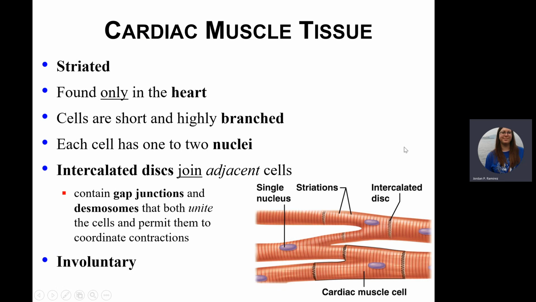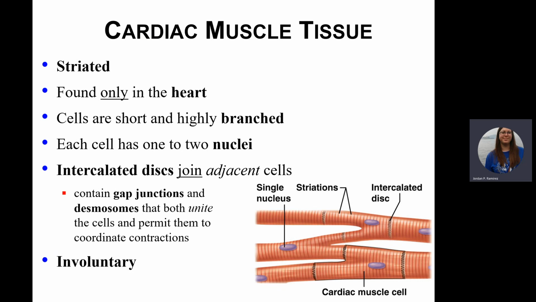They're highly branched. And compared to skeletal muscle, which is multinucleated, having many nuclei per cell, cardiac muscle tissue tends to be uninucleate, having one nucleus. However, it can have 2. It just depends. You typically consider it uninucleated, basically only 1 nucleus per cell.